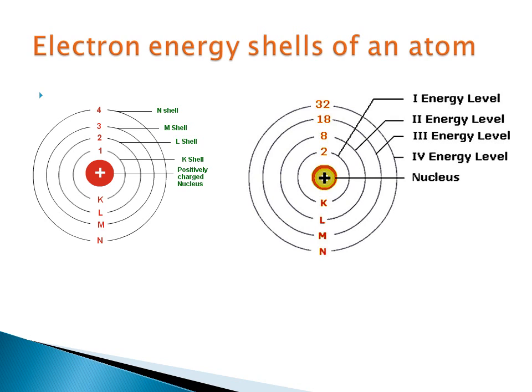3 squared is 9, 9 into 2 is 18 electrons that can be held in the M shell. And in the last shell, the N shell, taking n equal to 4, 4 squared is 16, and 16 into 2 is 32. That is, in general, the K shell holds 2 electrons, the L shell holds 8 electrons, the M shell holds 18 electrons, and the N shell holds 32 electrons.